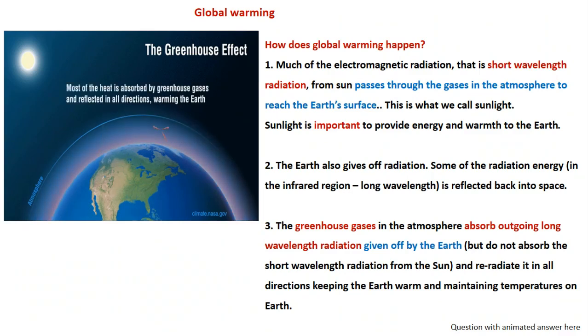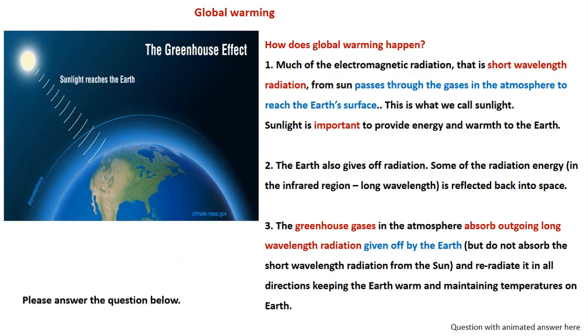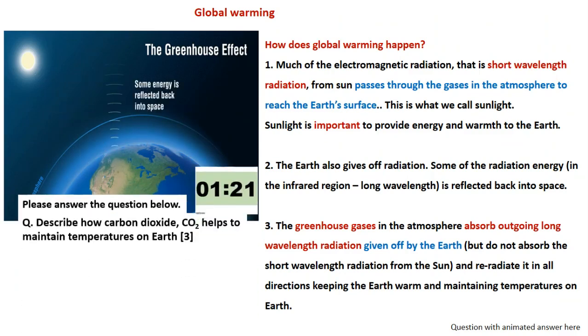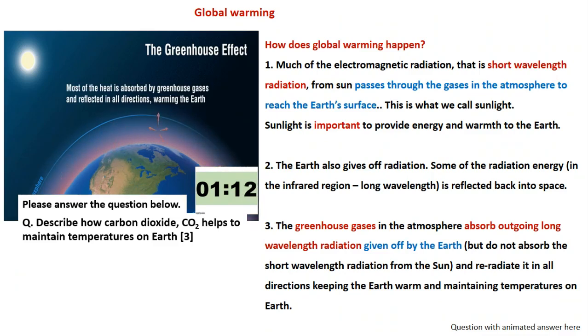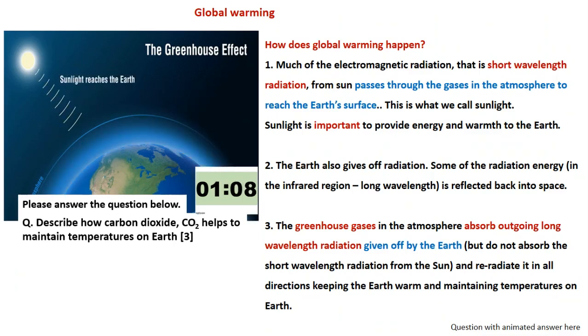Now, with this in mind, I want you to answer this question. I've cut down the time. This is the question for you. Good luck. It says, describe how carbon dioxide helps to maintain temperatures on Earth. The examiner is talking about the fact that you score 3 points, so make sure that you write down 3 key things which relate to this question so that you can score all the marks. You still have about 1 minute left.